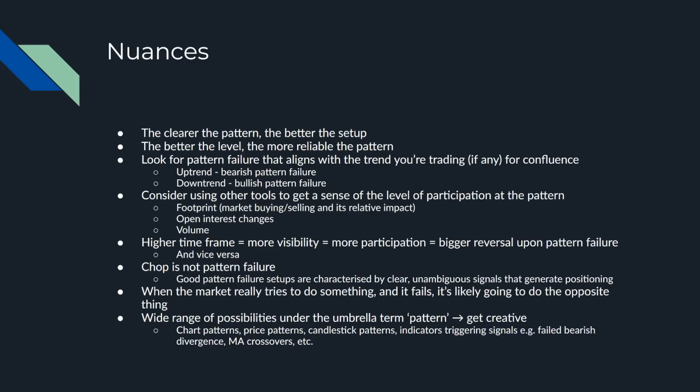I think almost any trading system that looks at some sort of replicable, repeated behavior, or if we take a broader term, anything that generates positioning, you can apply this pattern failure logic to it. So chart patterns, price patterns, candlestick patterns, indicators that trigger signals, your divergences, moving average crossovers, anything that gets participants to bet is prone to pattern failure. And that's really the point of this video. It's to get you to think about what happens when the market makes people trade and those people trading are wrong. And those spots where participants are wrong and recognize it and are forced to close their positions, that's a great place to trade in general.